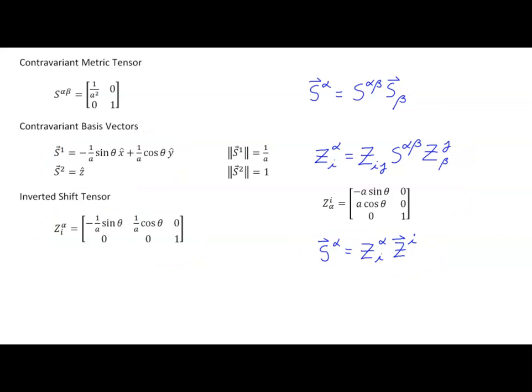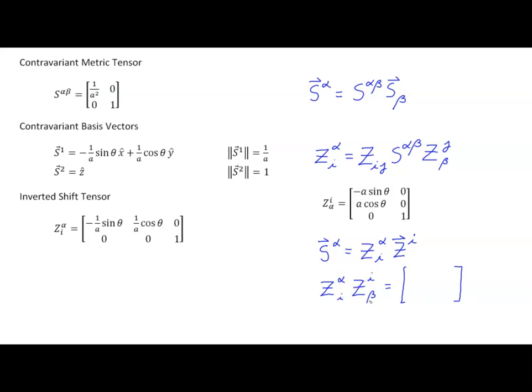All right, before we move on, I want to do one final thing. You'll remember in the last video that we derived this expression, and we said that it should be equal to the Kronecker delta. If we contract the shift tensor with its inverse, we're supposed to get the Kronecker delta alpha beta. So let's see if that's true.